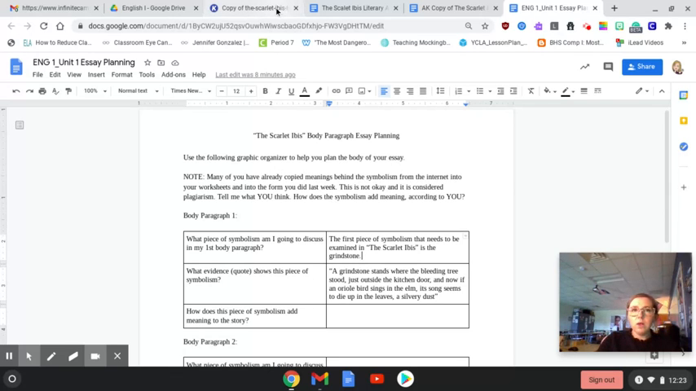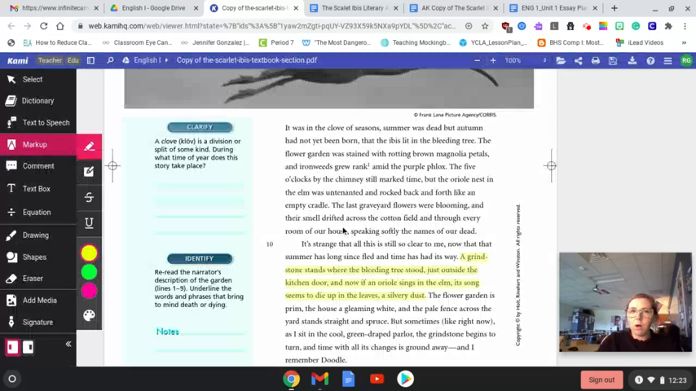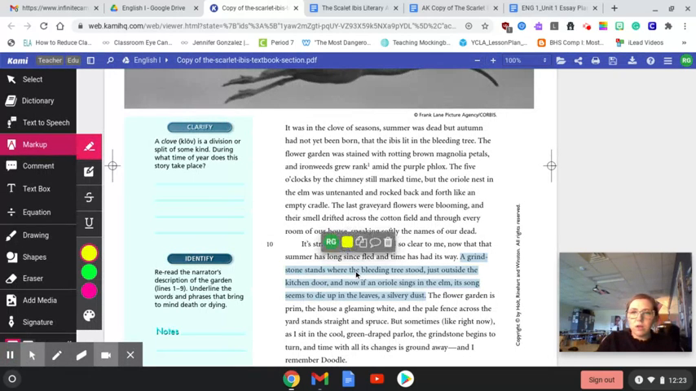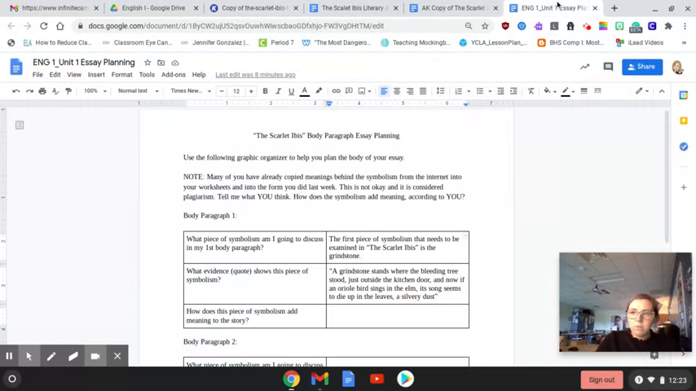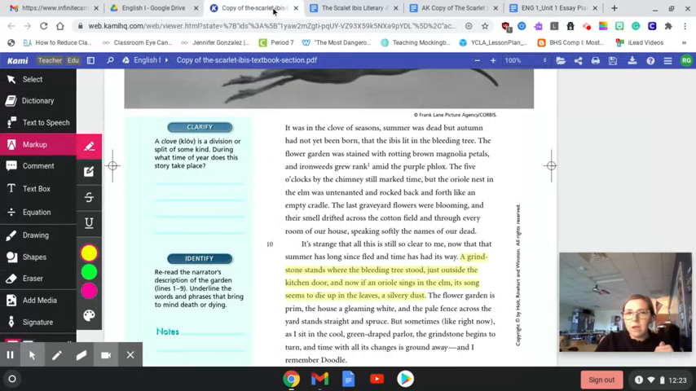So if you look here at the text, which you all have a copy of, it says, "A grindstone stands where the bleeding tree stood, just outside the kitchen door." So this is an example of the symbolism. So as my evidence, I'm going to include that quote into my paragraph, but it has to appear exactly as it does in the text. So if you read this quote right here, it looks exactly as it does in the text.